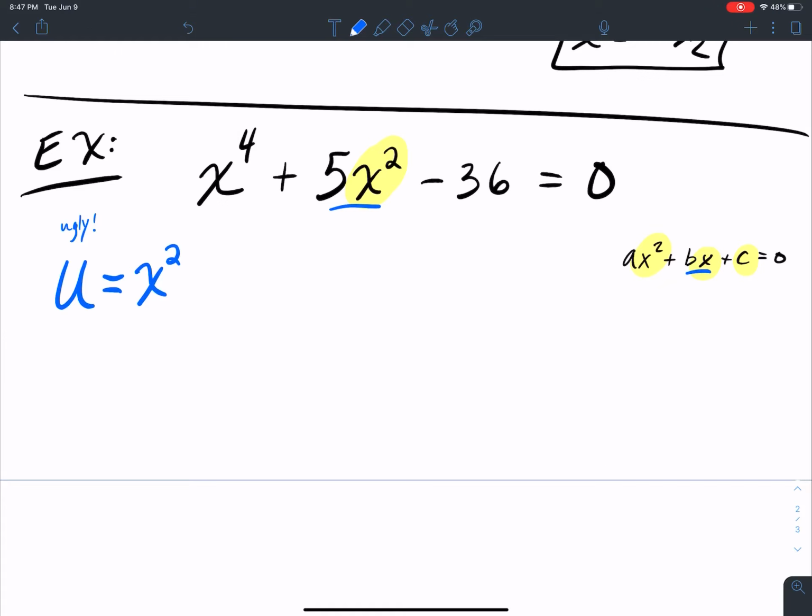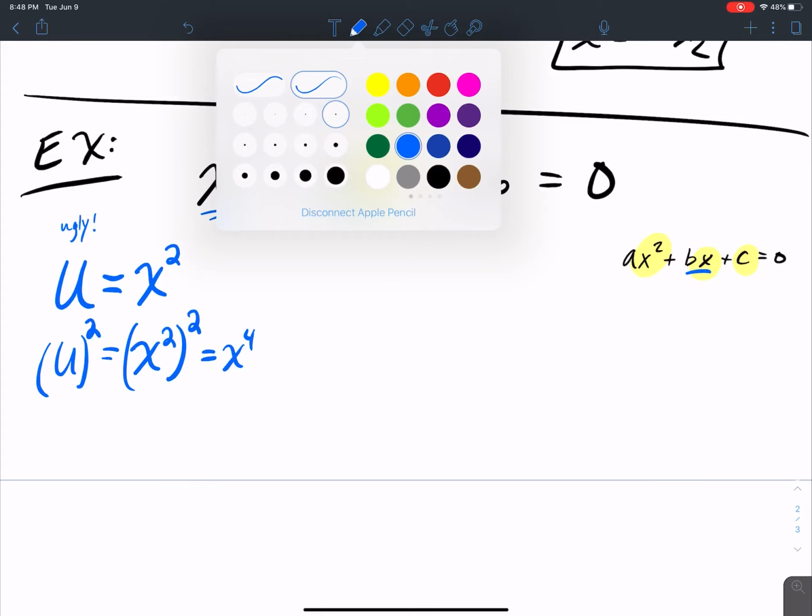And what do I mean by that? Okay, so everywhere I see an x squared, I'm going to put a u. And everywhere I see an x to the 4th, well, how do I make this x to the 4th? If I do x squared squared, that's u squared, that's x to the 4th, okay? So what does this become?